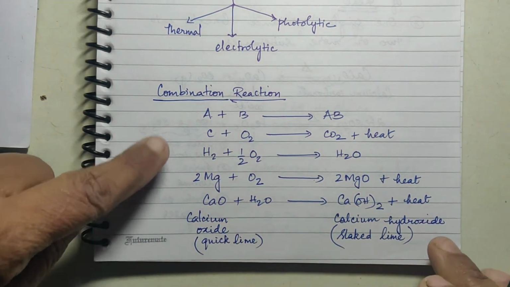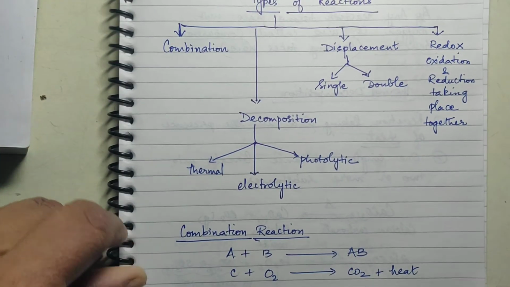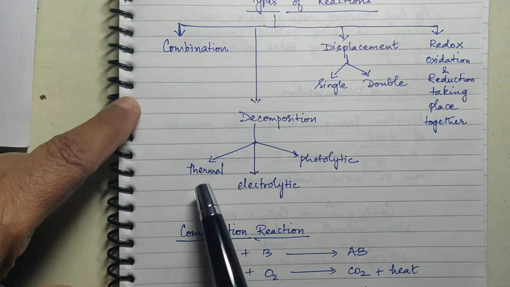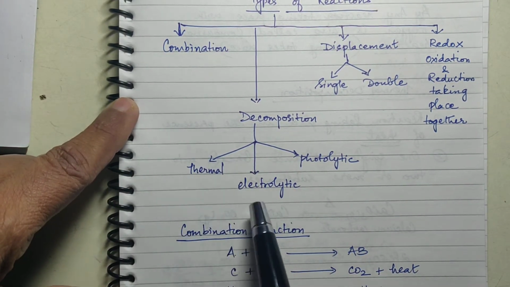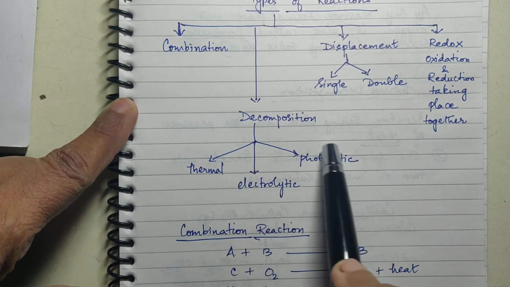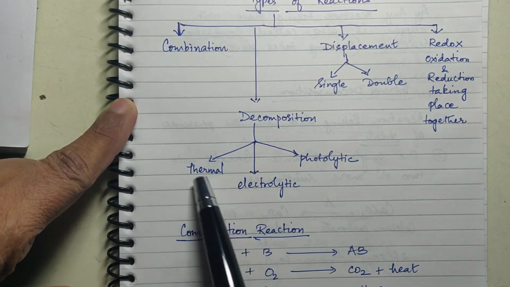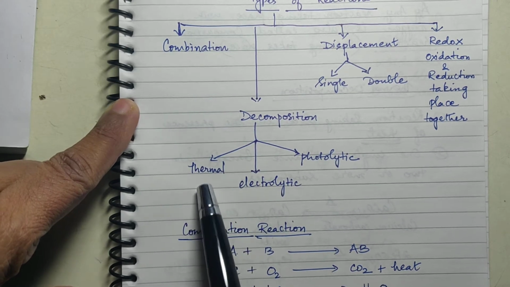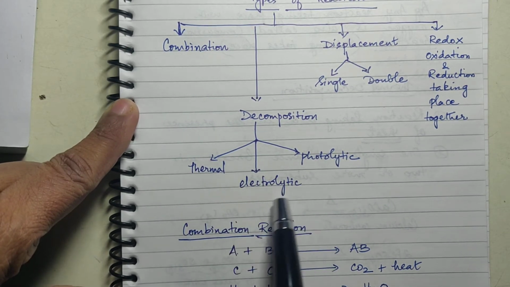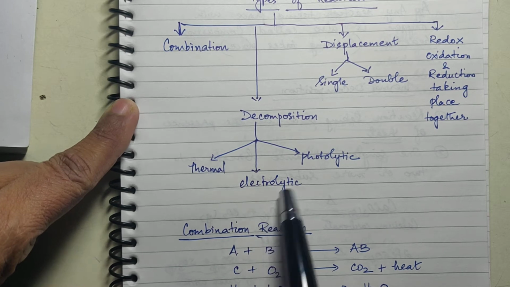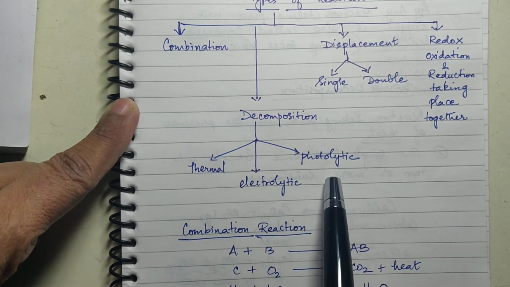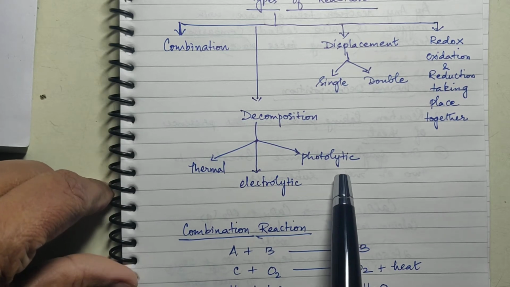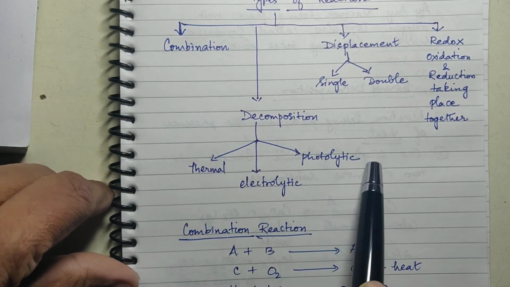Now that is about combination. Now when you talk about decomposition, decomposition is of three types: thermal decomposition, electrolytic decomposition and photolytic decomposition. There are three types. Thermal decomposition, the name itself is telling you that it is done in the presence of heat. Electrolytic, this is done in the presence of electricity. And photolytic is done in the presence of light or sunlight, okay, ordinary light or sunlight. So these are called decomposition reactions.